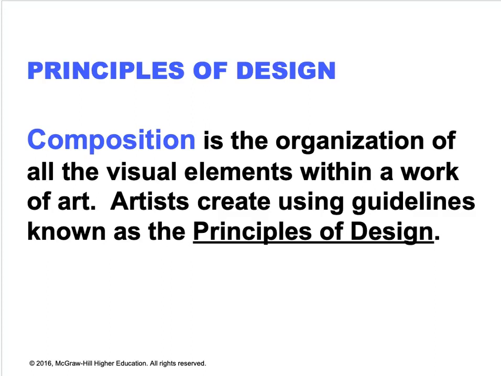So composition is the organization of all the visual elements within a work of art. Artists create using guidelines known as the principles of design. Typically, you might put a little line out of composition in your notes and say, composition is often what we think of with two-dimensional works of art. How, and I've said this many times as we've gone through, how the things are arranged on the piece of paper.